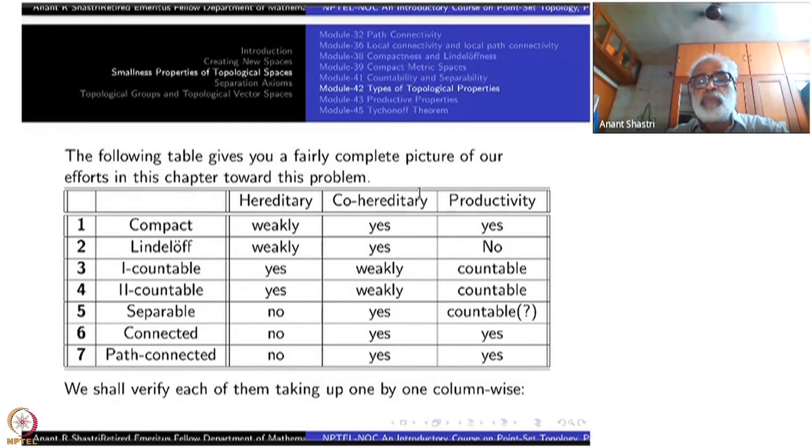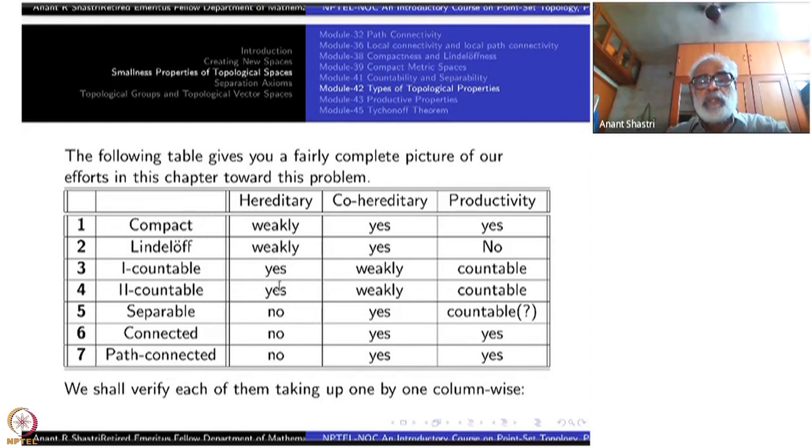Then these are the three properties of the property that we would like to study: hereditariness, co-hereditariness, and productivity. Within productivity, there are three types, I told you: finite productivity, countable productivity, and arbitrary productivity. So this being a little more complicated, we will do it next time. So today, let us see whether we will cover this much. So what I will do, first I will take hereditariness for all these things, one after another. Then you go to co-hereditariness, one after another.